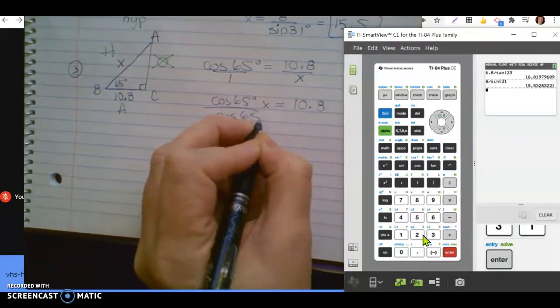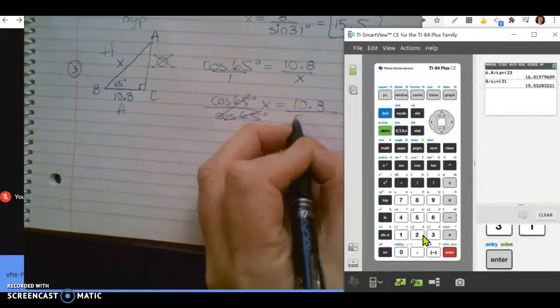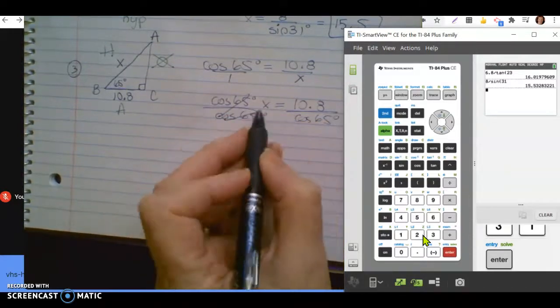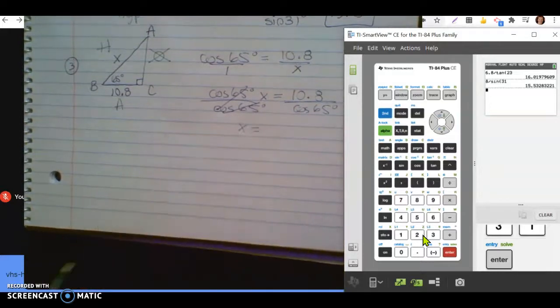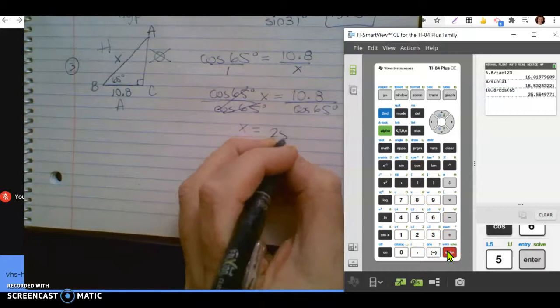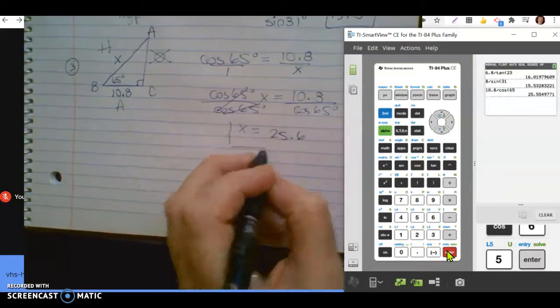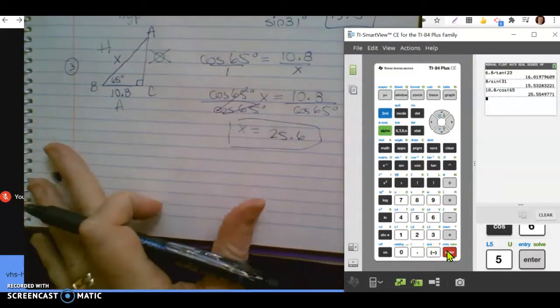So then I will divide both sides by cosine of 65 because now my variable is all by itself, and I'm going to put that into the calculator. So 10.8 divided by cosine of 65. So I got 25.6.